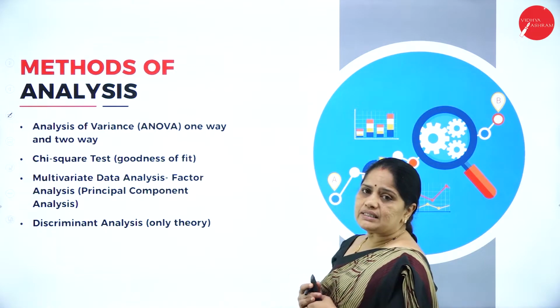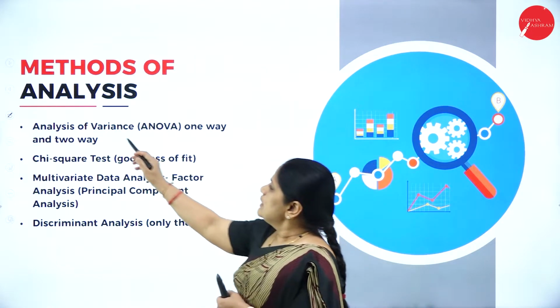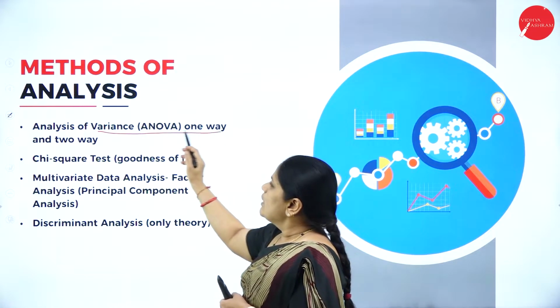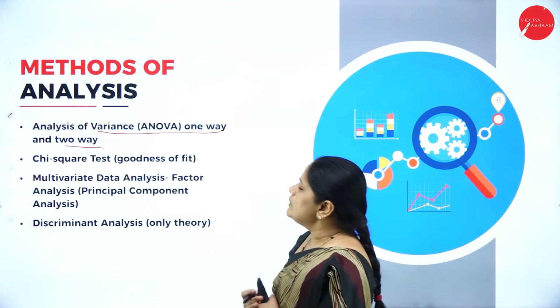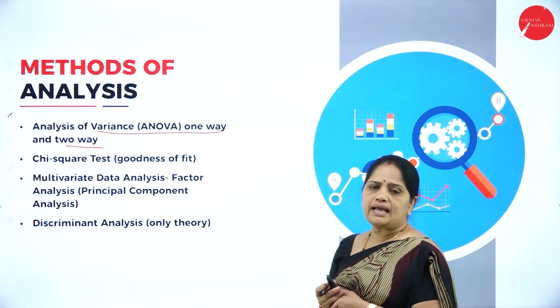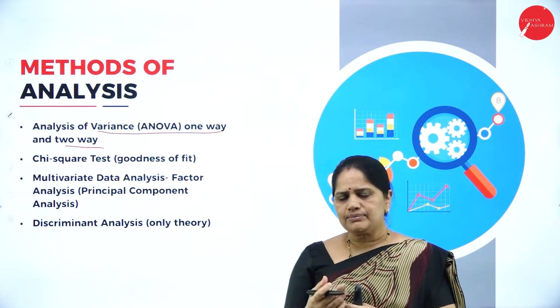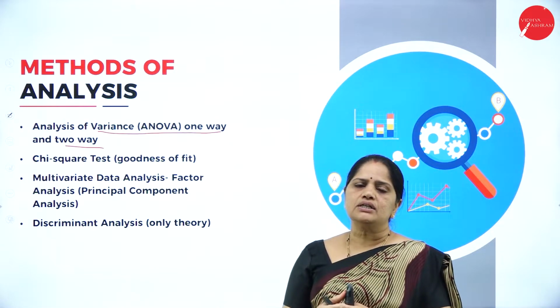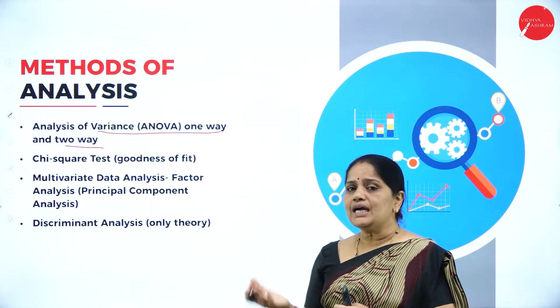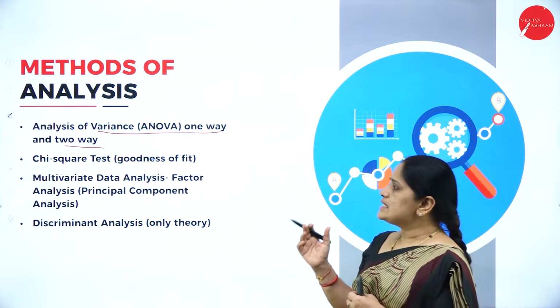Then, in the next unit and the last unit, we have the methods of analysis. Now, what is this methods of analysis? So, the analysis of variance, one way and two way. So, we have the various methods of analysis. That is, once you collect all the data, then you subject the data to various statistical tools, and then you come to a conclusion.